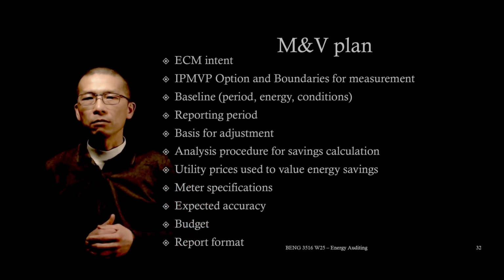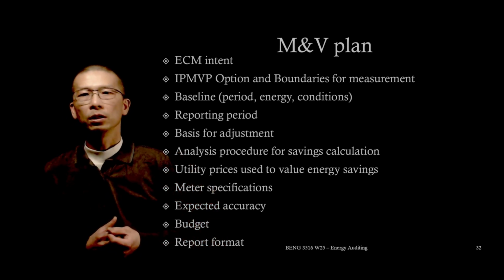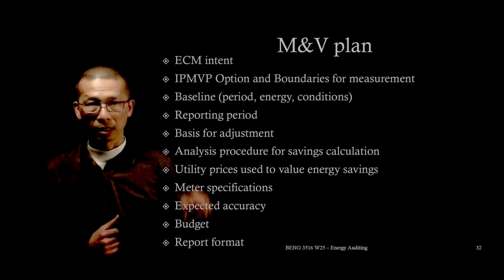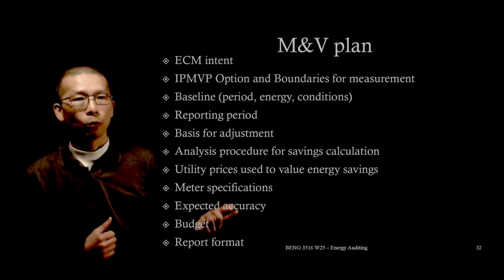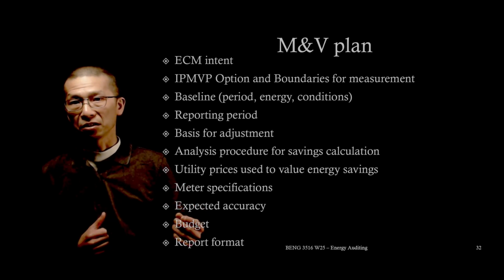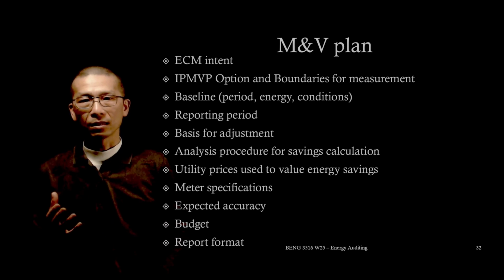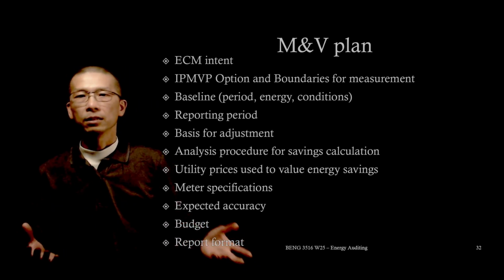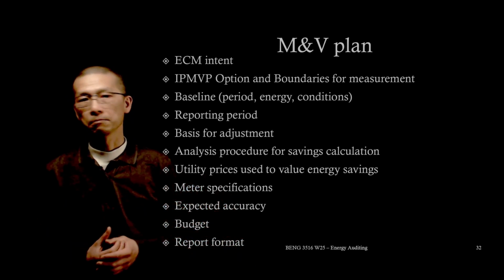Meter specifications include details about which meters or sub-meters and sensors are used to collect data, such as their accuracy, resolution, right, and their calibration status. And what are the expected accuracies, right? Include details about the meters or sensors used, and outline the expected measurement accuracy and uncertainty associated with the savings calculations, to ensure transparency and reliability.